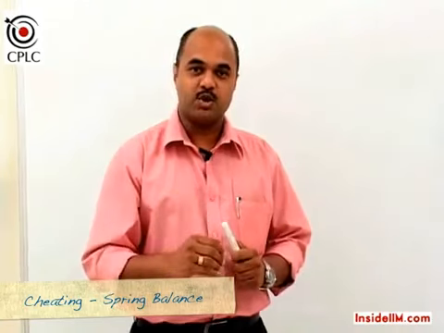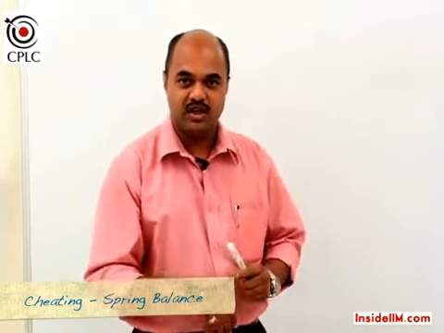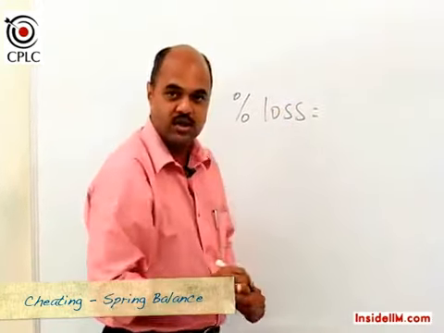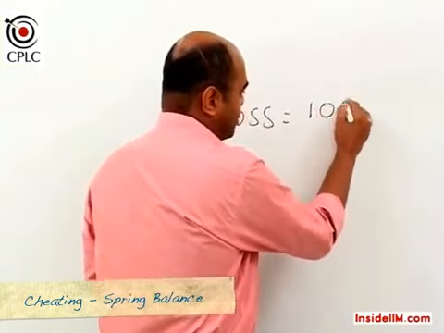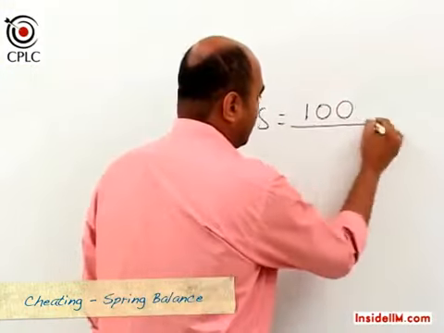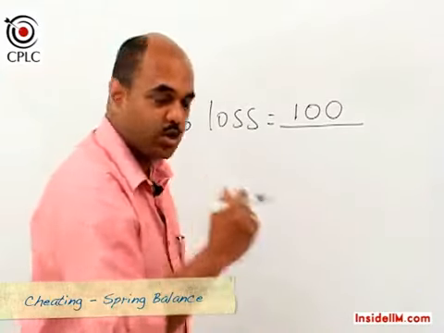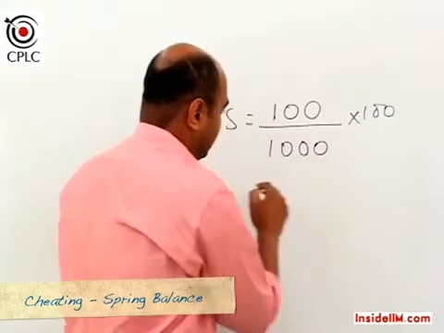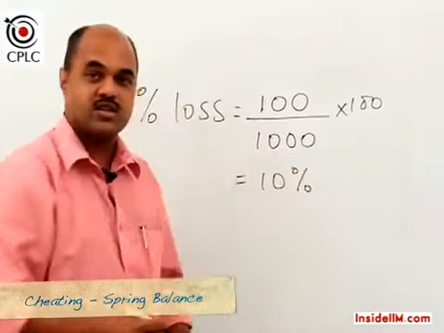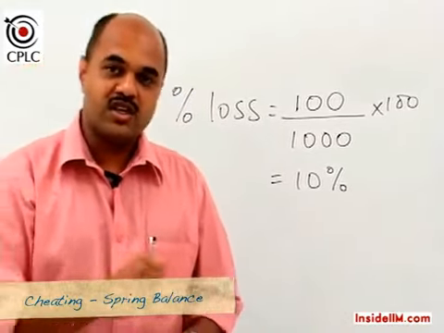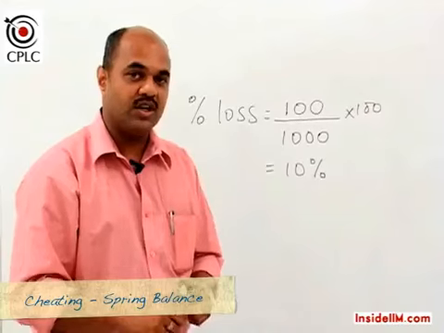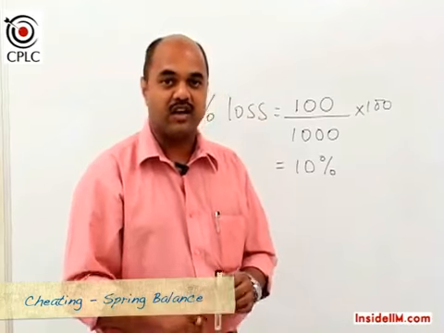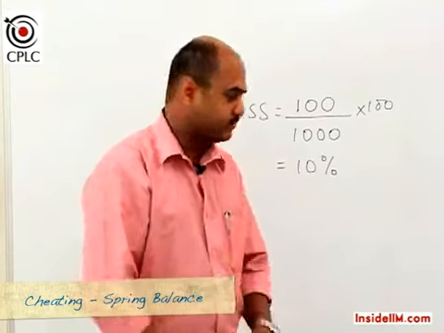So when the spring balance shows 900 grams instead of a kg, the loss for the shopkeeper, and in this case if you want to find the percentage loss, it would be quantity lost, which is 100 grams, divided by quantity which the customer goes away with, which is 1000 grams, multiplied by 100, and this would be a 10% loss for the shopkeeper. So this is how a faulty spring balance can actually result in a loss for the shopkeeper if the shopkeeper actually had started off by claiming to sell at the cost price.